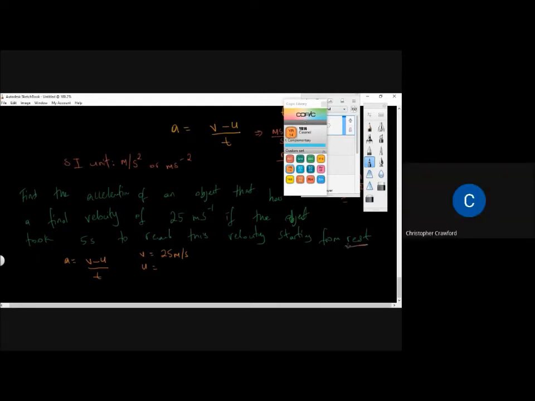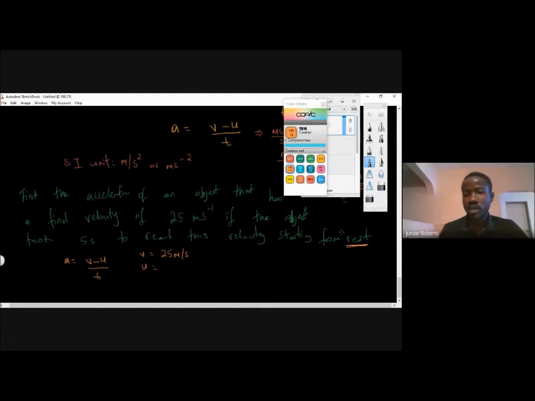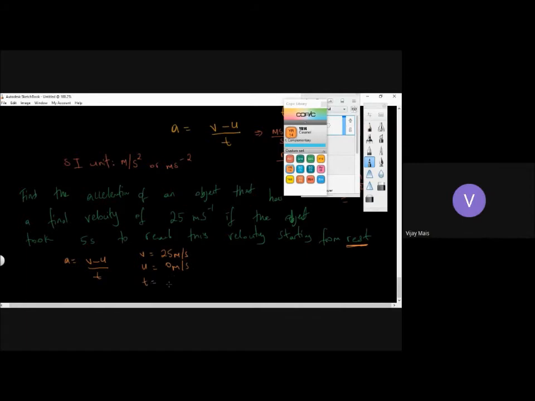Right. So once we say we're starting from rest, it means that the object is stationary, and if it is stationary, its velocity will be zero. So that is why the initial velocity in this case is 0 meters per second, right? And what's the time taken? 5 seconds, right?